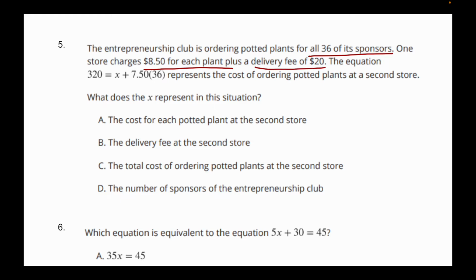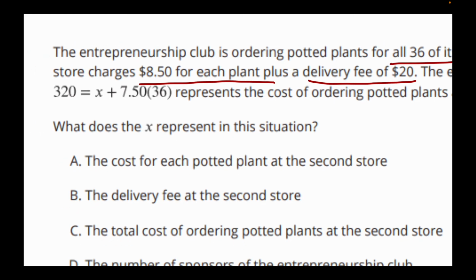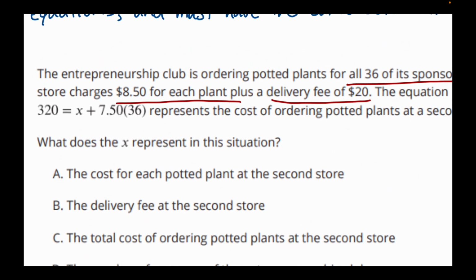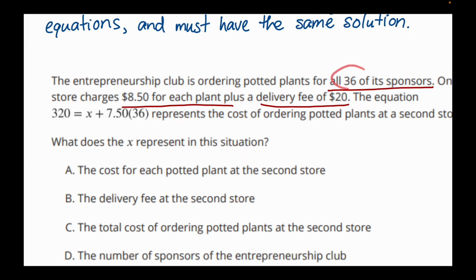The equation 320 equals x plus 750 times 36 represents the cost of ordering potted plants at a second store. What does the x represent in this situation? Well, one of the numbers I underlined here, or some of the other numbers, we can use to kind of fill some of these blanks in. Sorry, I wanted to zoom in enough here. There are 36 sponsors. So that tells me that this 36 is that 36 sponsors.